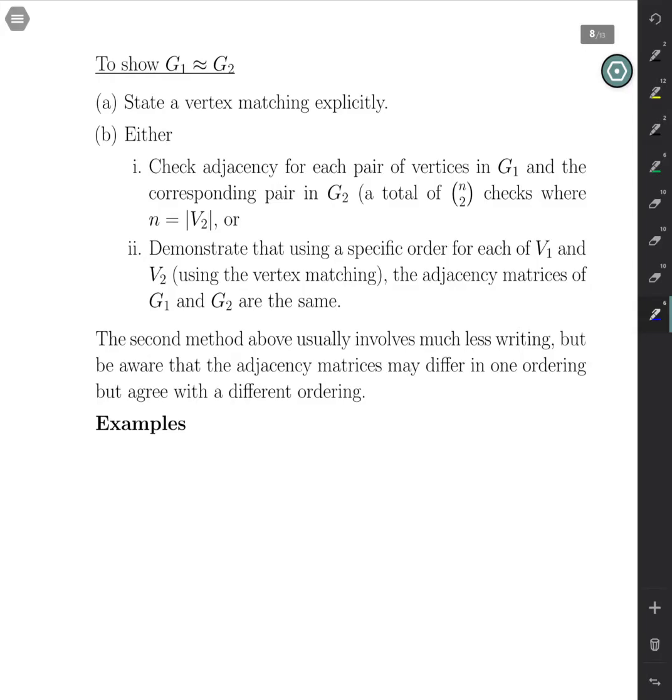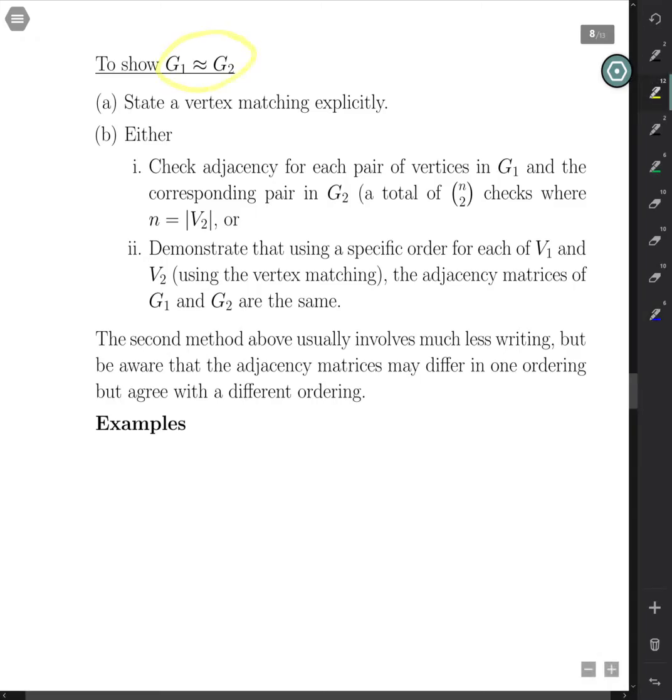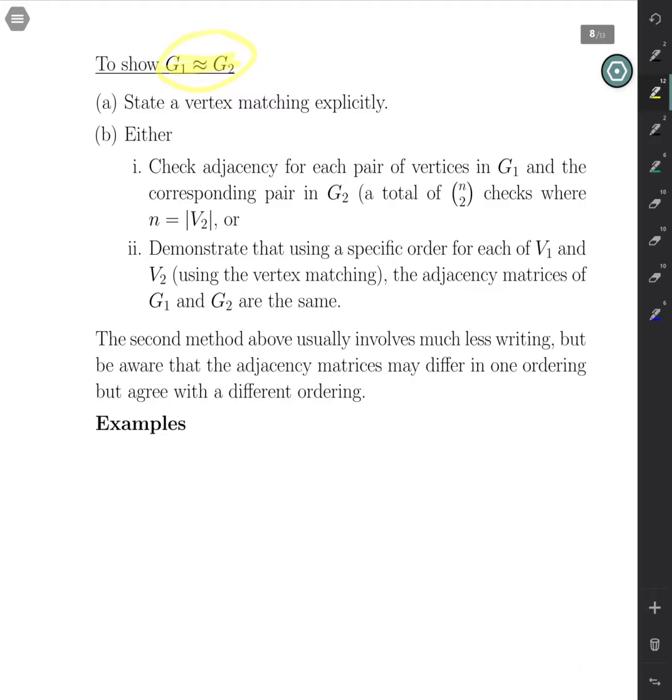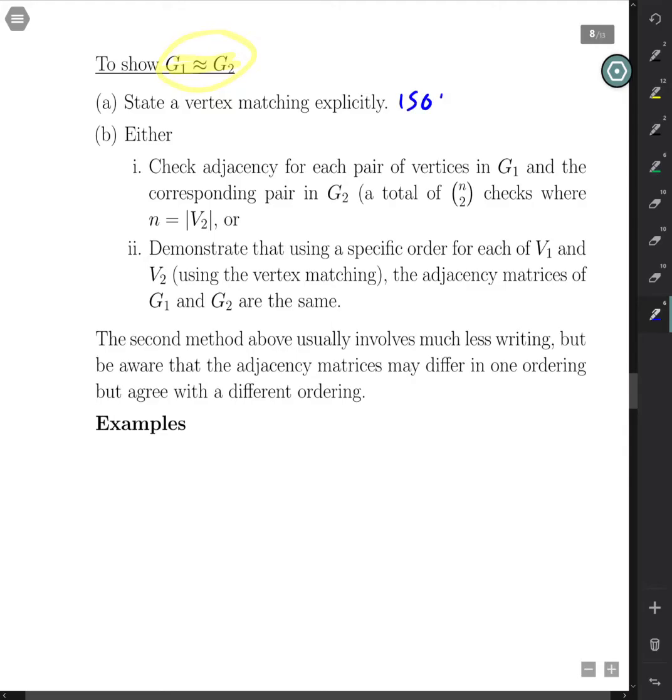Now let's continue on with this notion of isomorphism, which we represent by this symbol here. And I want to talk a little bit more about how we show that two graphs are isomorphic, as we did in the last little video. So the first thing you want to do is to state a vertex matching explicitly. Now I'll call that an isomorphism as well.